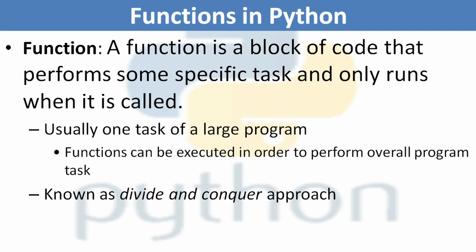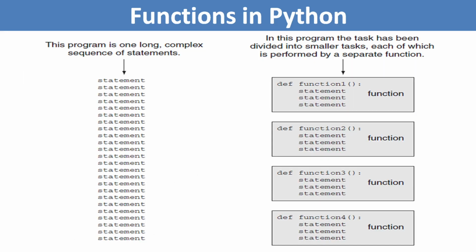So how can we see it? We have a large program, which is a complex sequence of statements. So many statements are there, and then using functions, we can divide it into smaller tasks like def function 1, def function 2, def function 3, def function 4, and whenever we need to execute these smaller tasks, we will call that function.